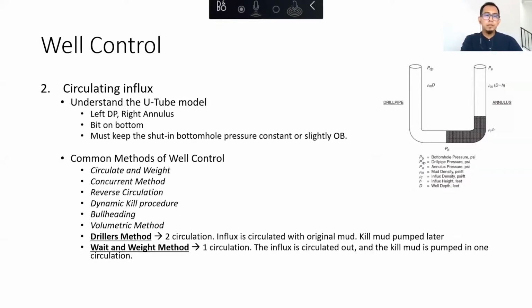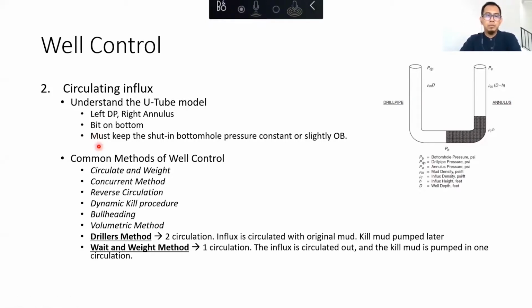Circulating the influx, you need to understand the U-tube model. The U-tube here, on the left side, is the drill string area. In the drill pipe you have the ID of the drill pipe, the ID of the collars and the bit as well. But on the other side, you have your influx, which is connected to the annulus. So this is the U-tube that was mentioned earlier.